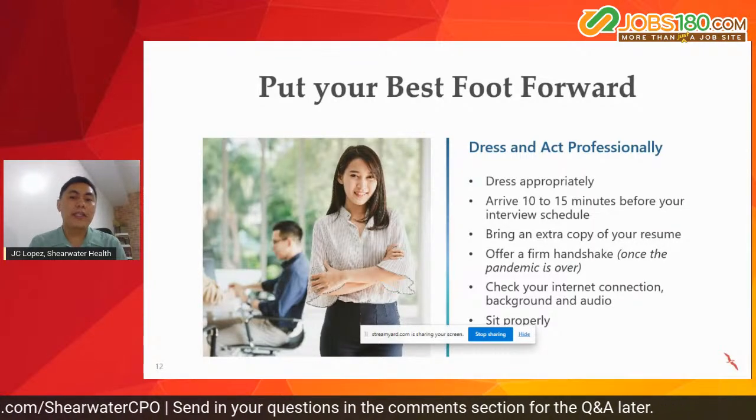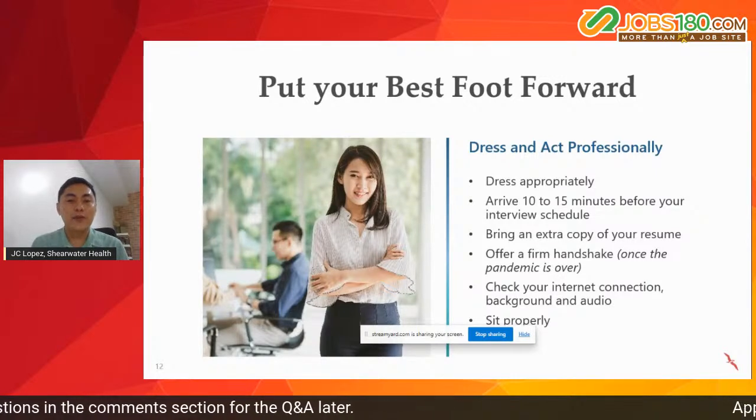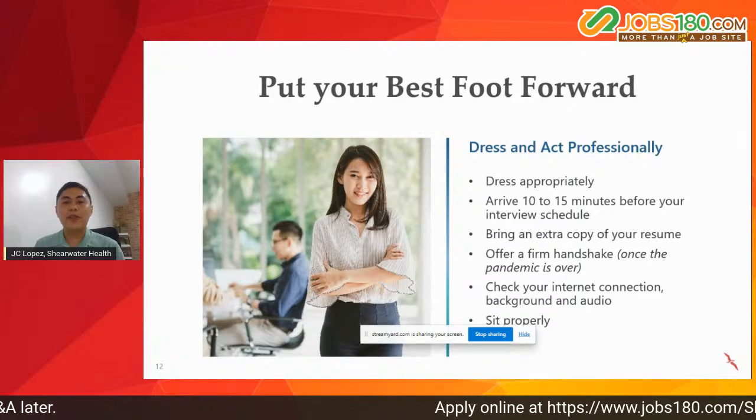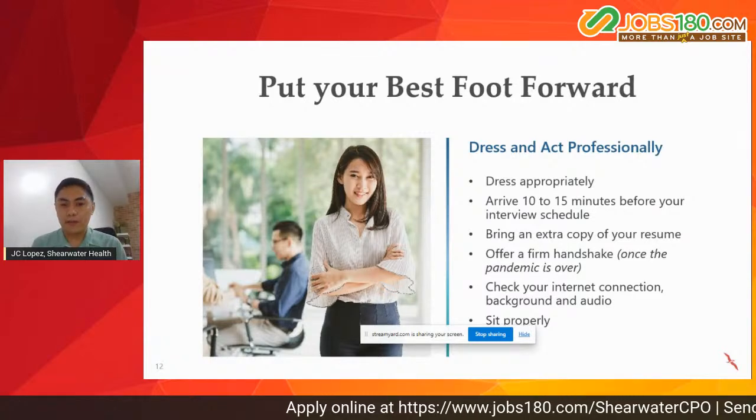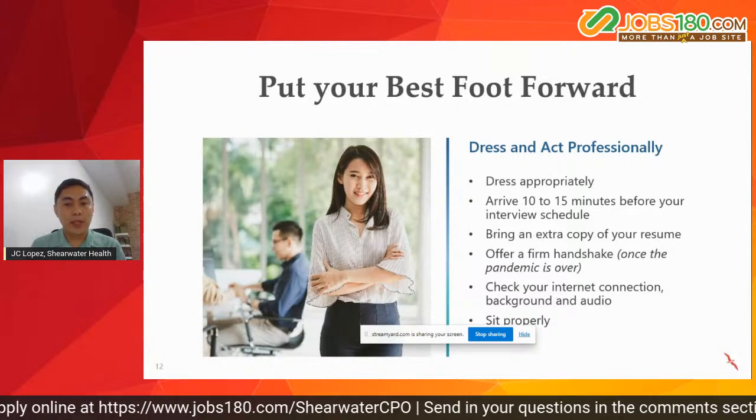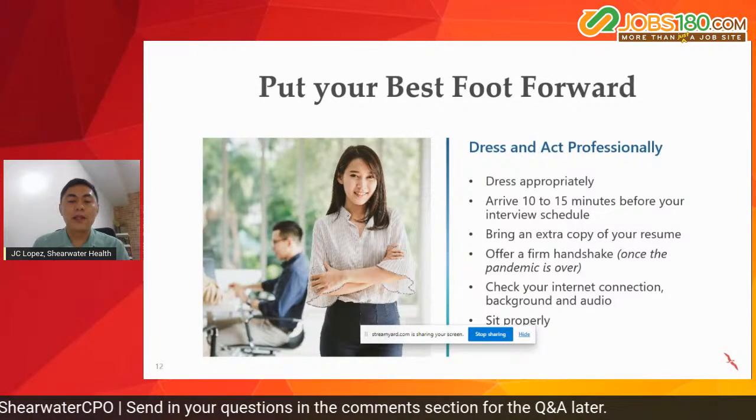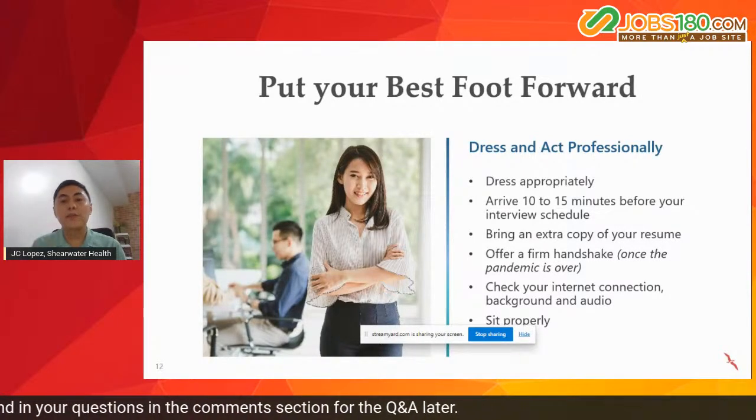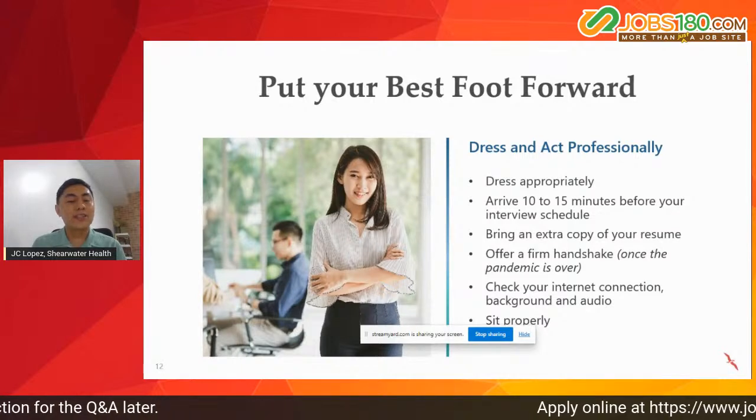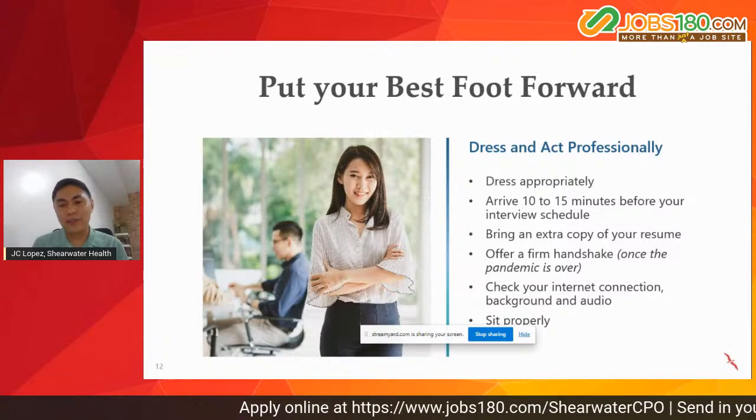Arrive 10 to 15 minutes before your interview schedule. So it's a major red flag if you are late during the interview. Okay, so be sure to allot time for your travel, allot time if it's going to be virtual for you to prepare your laptops, your desktops, and make sure that your internet connection is stable. If it's a face-to-face interview, make sure you bring an extra copy of your resume and offer a firm handshake if they allow you, and of course if it's face-to-face, right?